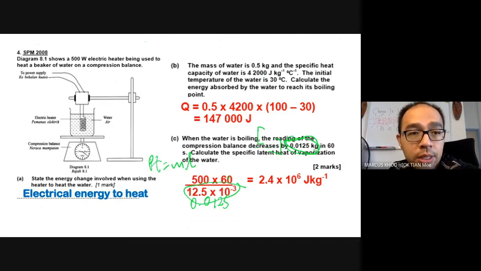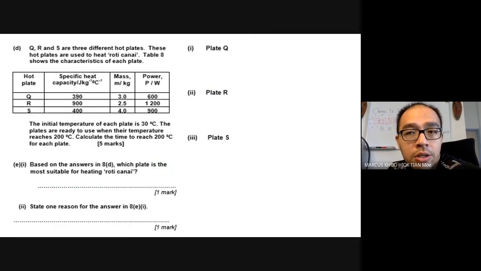All right, next question. Q, R, and S are three different hot plates. These hot plates are used to heat up roti canai. Wow. And you have all these characteristics of each plate lah. First of all, the initial temperature of each plate is 30 degrees Celsius. The plates are ready to use when the temperature reaches 200 degrees Celsius. Calculate the time to reach 200 degrees Celsius for each plate.